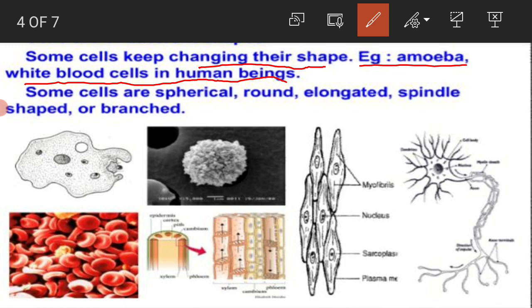So some cells keep changing their shapes, for example amoeba and white blood cells in human beings. So what are the different shapes of cells? You must remember: spherical, round, elongated, spindle shaped, and branched. These are the different shapes of cells, and in this diagram different shapes of cells are shown.